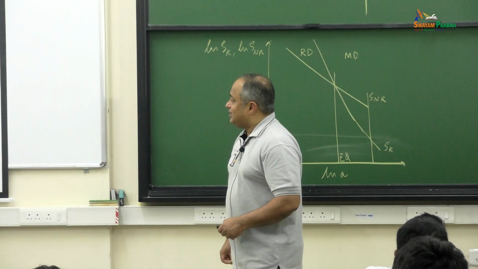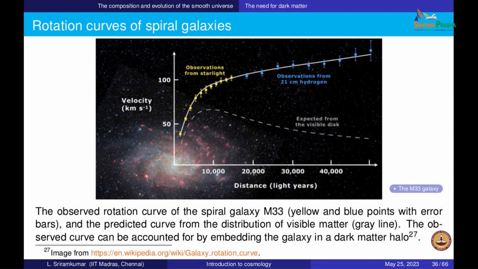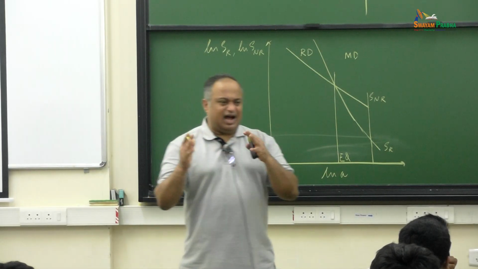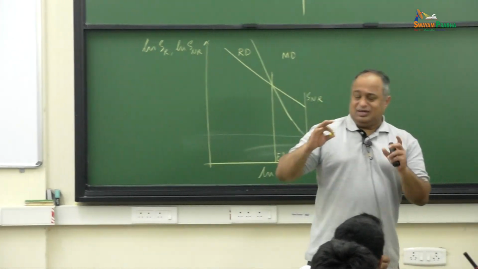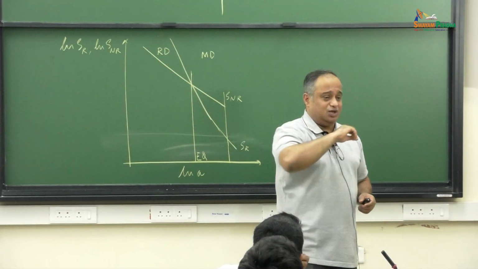Now, what you find is that this is the curve expected from the visible disk. You can see there is light emitted, and beyond that there is nothing else. But you can observe there is hydrogen present in the universe. Remember, I told you earlier how hydrogen atoms were formed. They get ionized later, but there is still neutral hydrogen present in the universe.